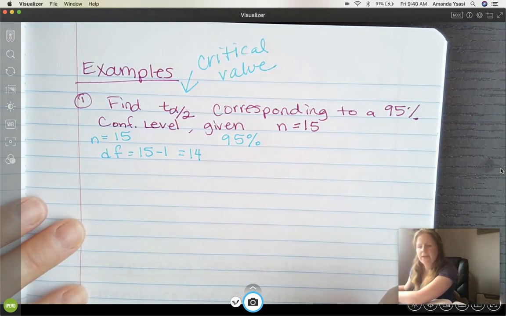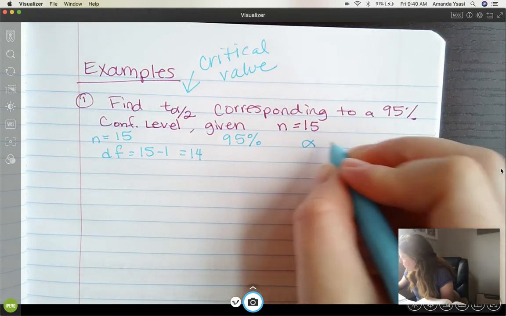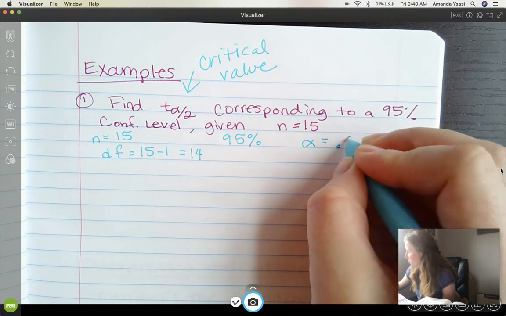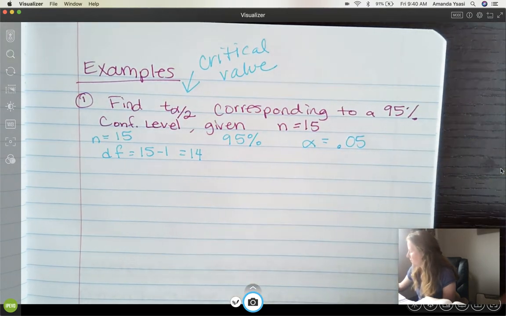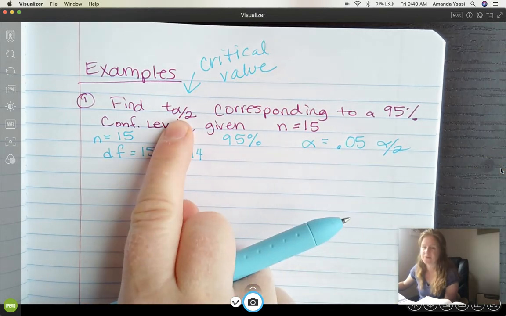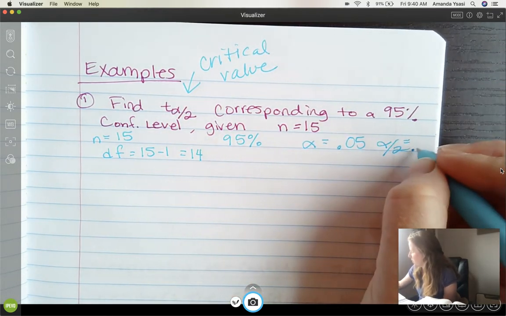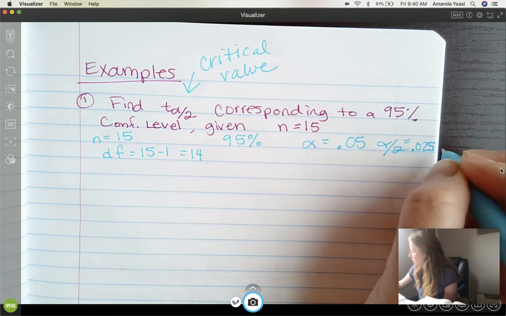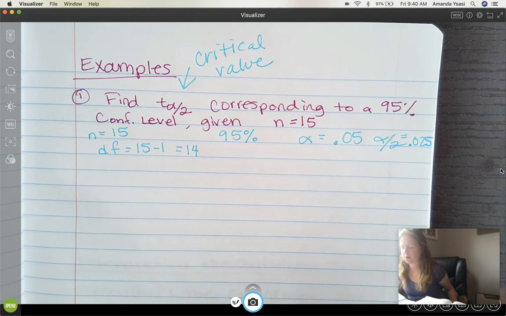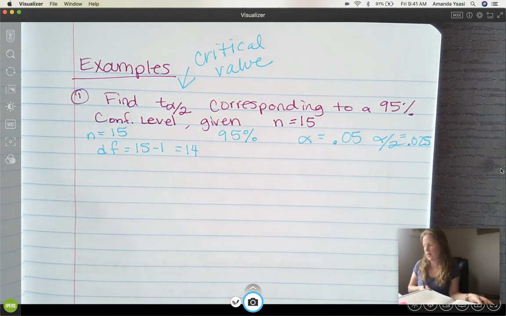And then we need to do alpha. Since this is 95%, alpha is 0.05. So that's in both tails. And then alpha over 2, because we need to do alpha over 2 there, is half of 0.05, which is 0.025. Okay, so now we are going to use our table to find that critical value.